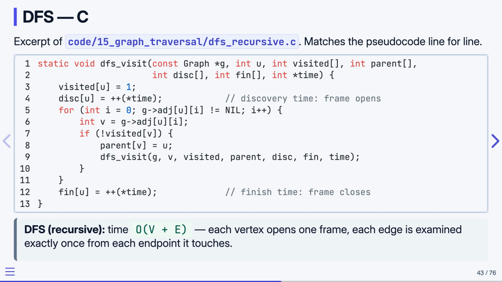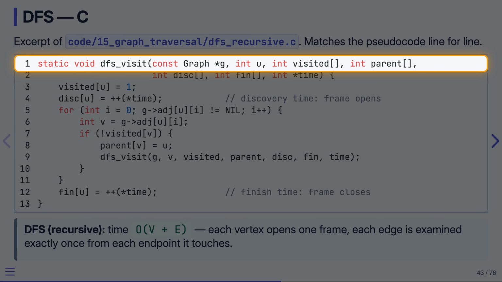This is the recursive DFS in C. It matches the pseudocode line for line. The function is called DFS visit. It takes the graph, the current vertex U, and the bookkeeping arrays: visited, parent, discovery times, and finish times. It also takes a pointer to the shared time counter.